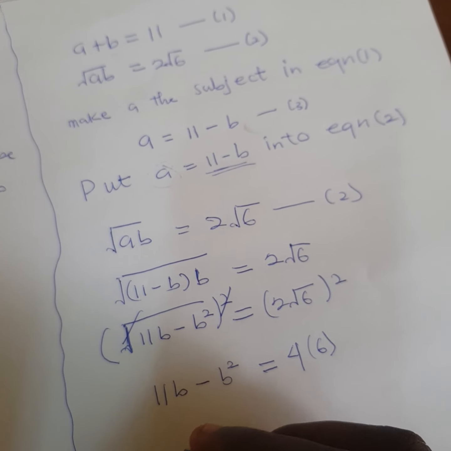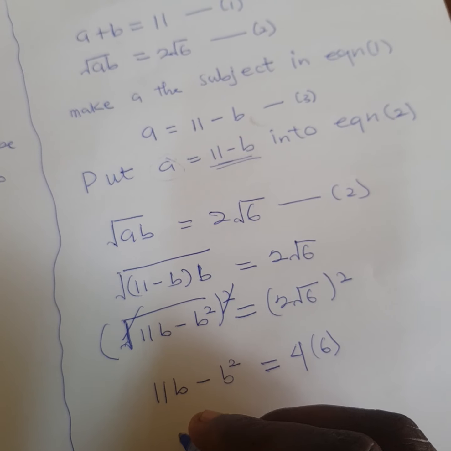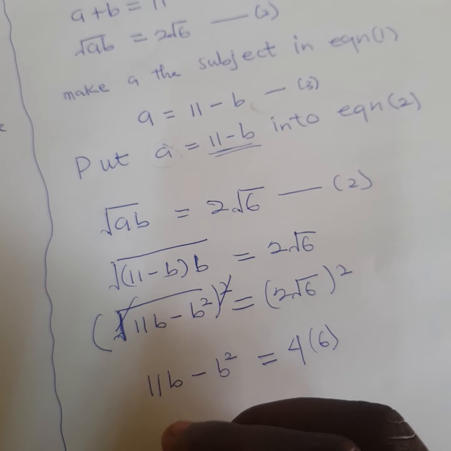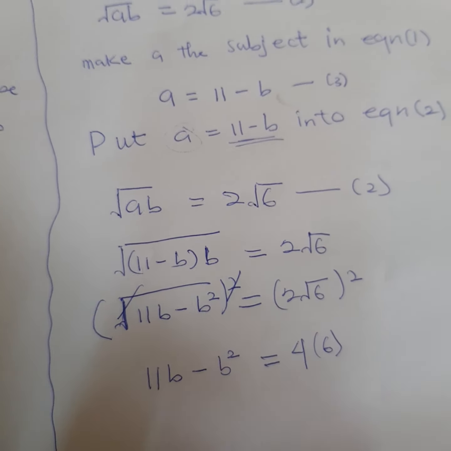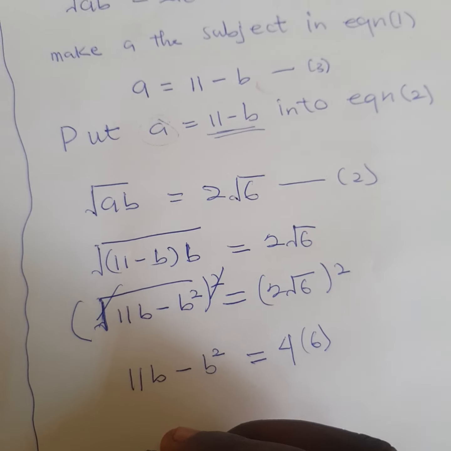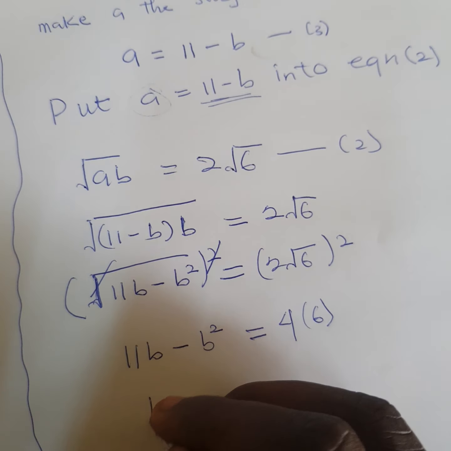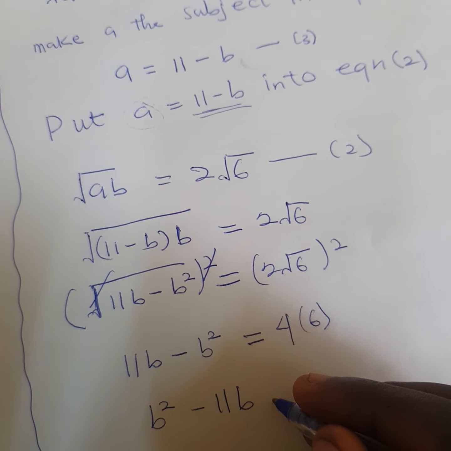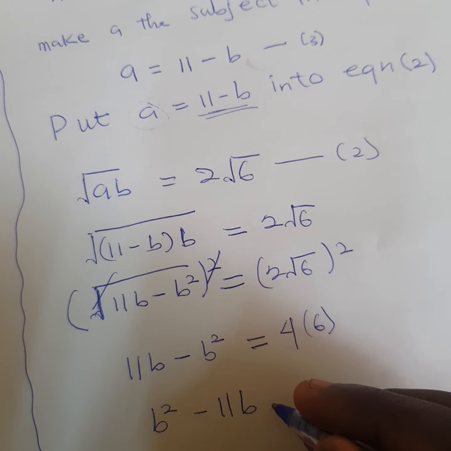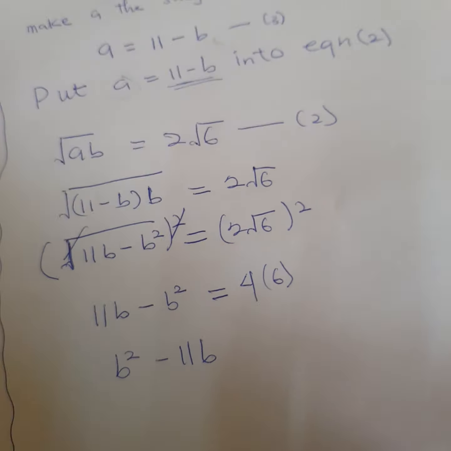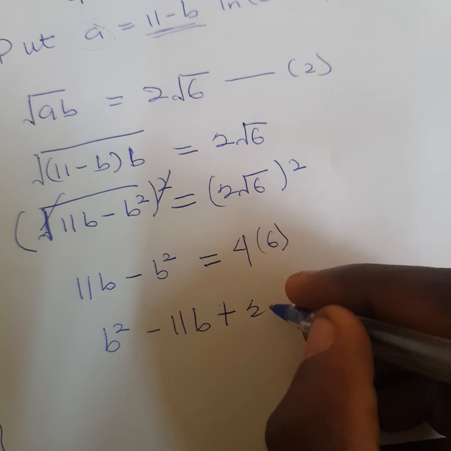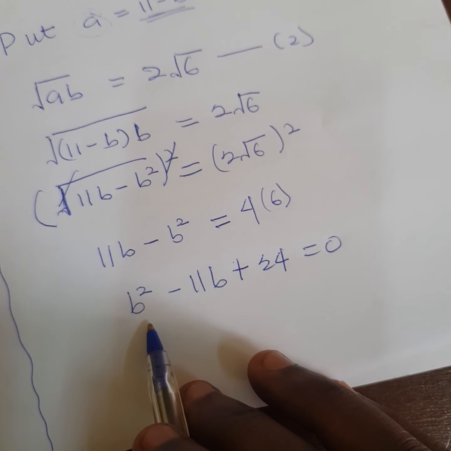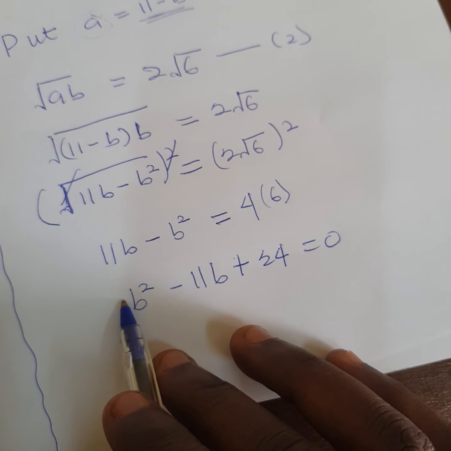Now, grouping like terms, or putting it in an expression to get a quadratic equation, you're going to get b square minus 11b plus 24 is equal to 0. Now this becomes a quadratic equation. So factors of what? Factors of 24.